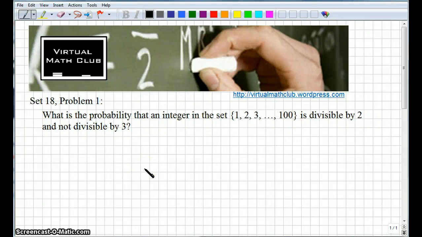Alright, what is the probability that an integer in the set 1, 2, 3, all the way to 100 is divisible by 2 and not divisible by 3?